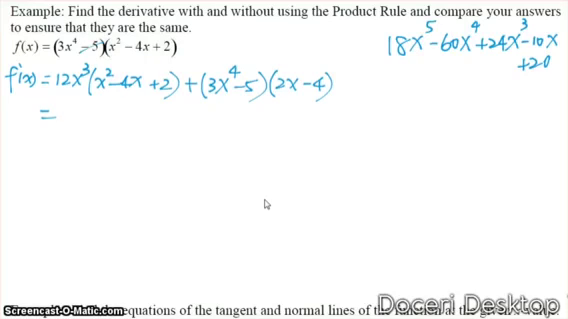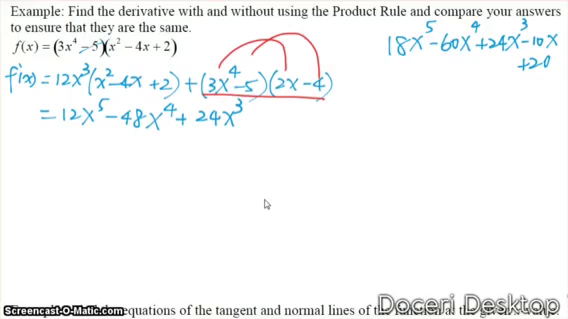Now what else can we do? Distribution property. So we basically get 12x to the 5th minus 48x to the 4th plus 24x to the 3rd. I'm just going to write this term on the bottom, using red, so that we can line them up. The same thing, distribution property.